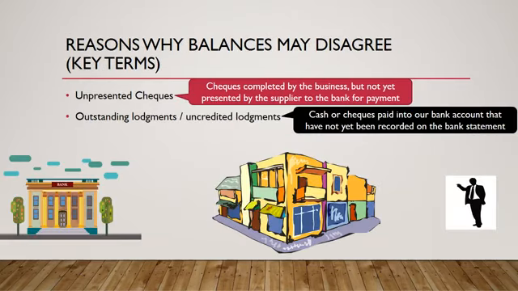So I've explained cheques, and I hope you understood cheques. Now I have to talk about the reasons why balances may disagree. So the reason why balances may disagree is that we as a business may have paid suppliers with a check.